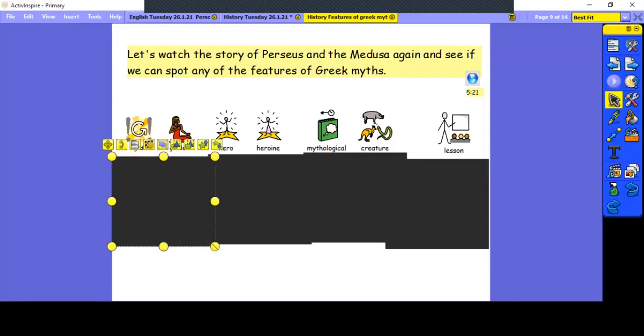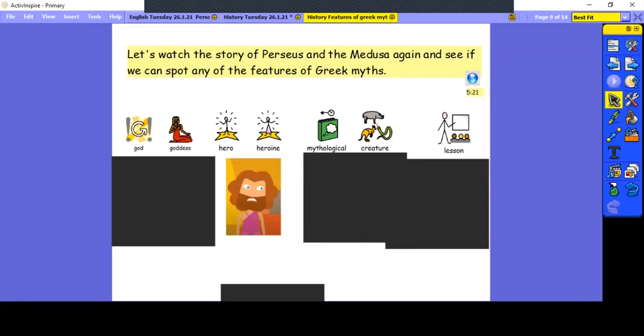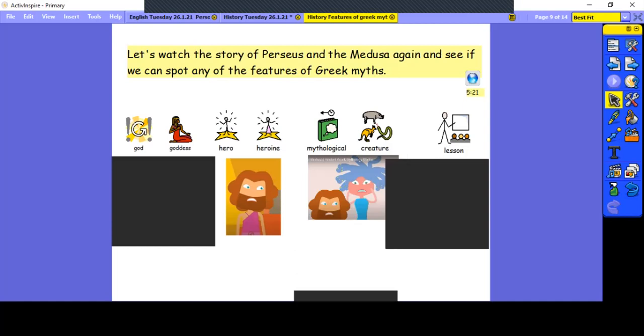So perhaps you remembered that the hero in the story was Perseus. And we know that Perseus is the hero, not only because the story is called after him, but also because he was the person who had the quest, had the mission in the story. And his mission was to bring the head of the Medusa. So she was the mythological creature. She doesn't really exist, but she had snakes as part of her body. So she was kind of part woman, part snake, mythological creature.